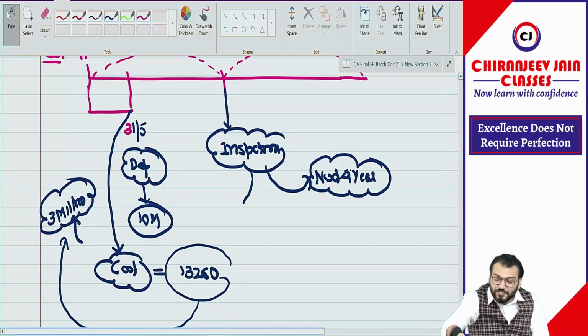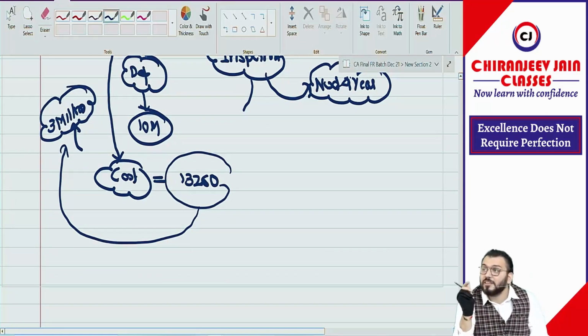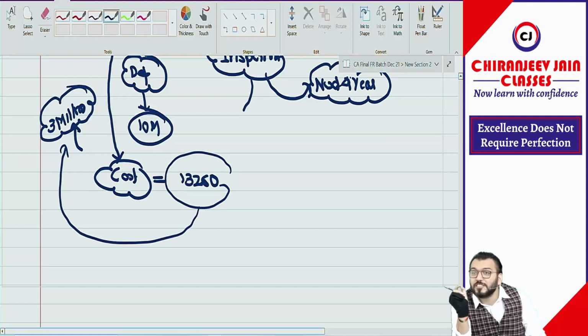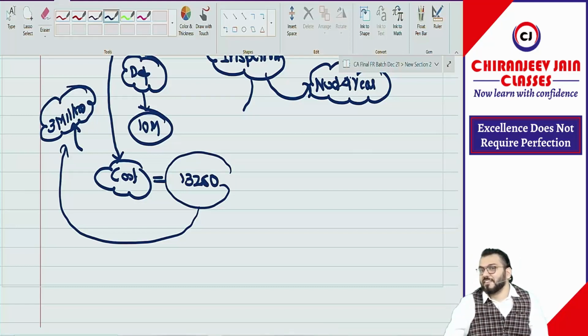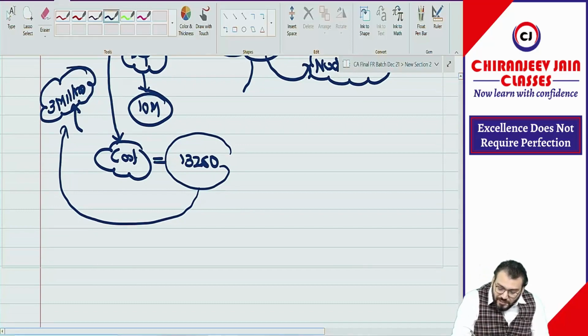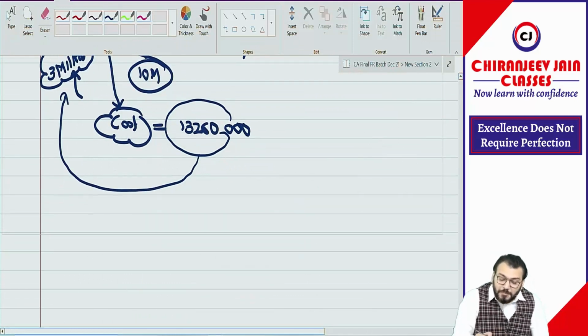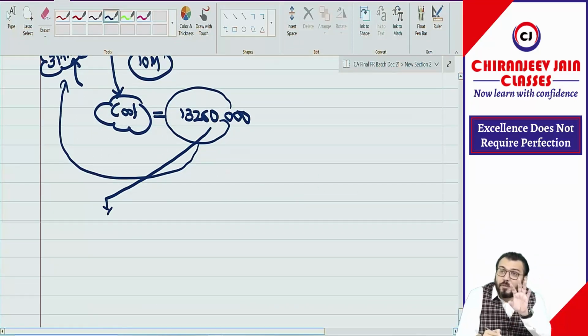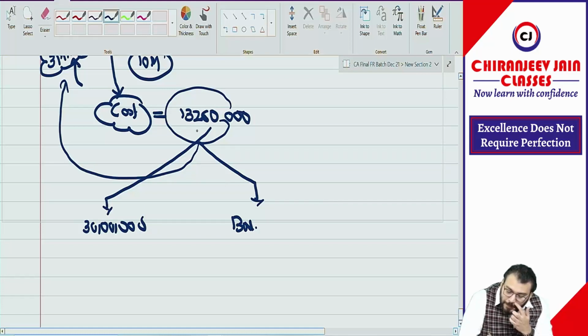So what India 16 wants to say is that this 13,260 also includes some amount of inspection cost, which is nothing but 3 million as on today. So this is 13 lakh. This is in thousand, correct? Means out of these, what is the component of major inspection cost? That is 30 lakh. And the balance will be the balance amount. What is the balance amount? It is 132 lakh. So balance will be what?